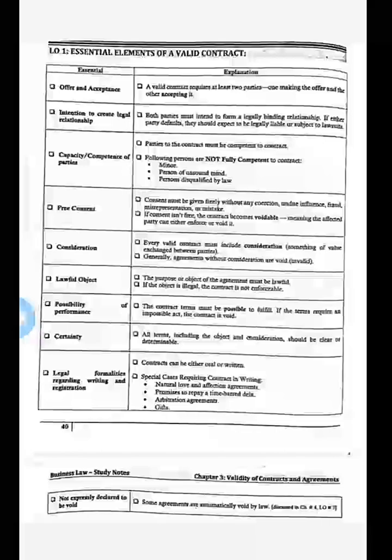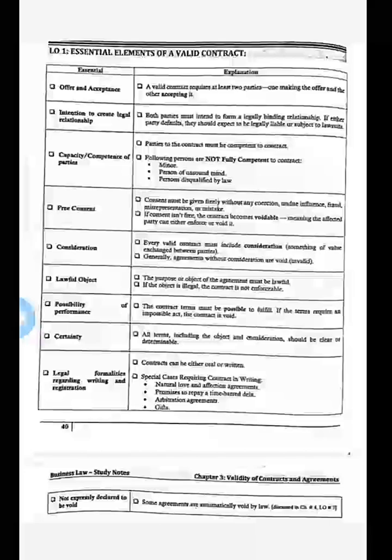Then we have the lawful object. The purpose or object of the agreement must be lawful. If the object is illegal, the contract is not enforceable. So we cannot formulate a contract against the government boundaries or the things that are occupied by the government. So the contract must be between lawful objects. They must not be drugs or things that are prohibited by law. So they must be lawful objects.